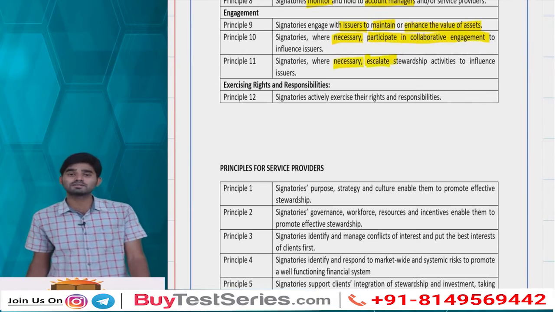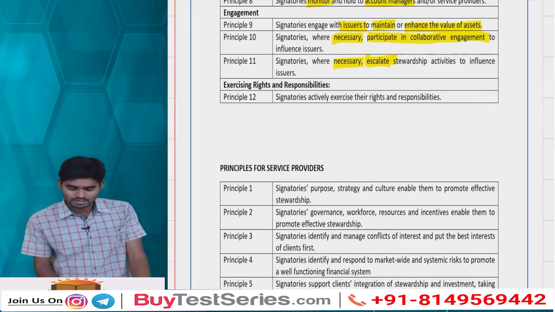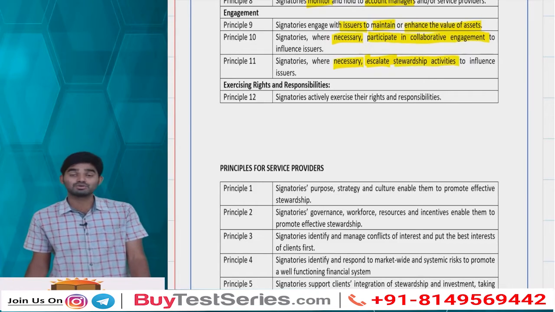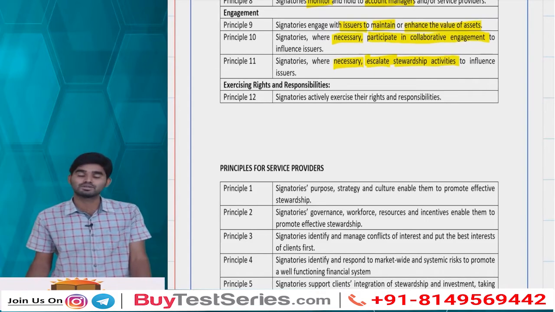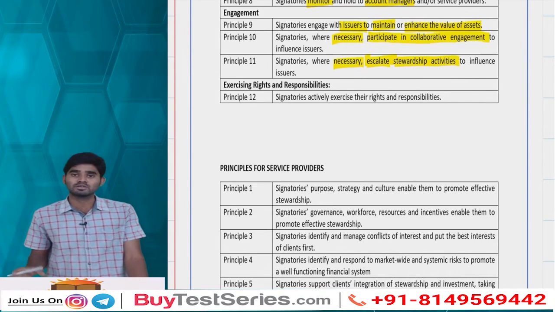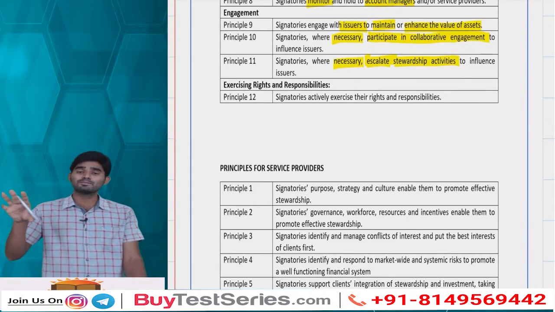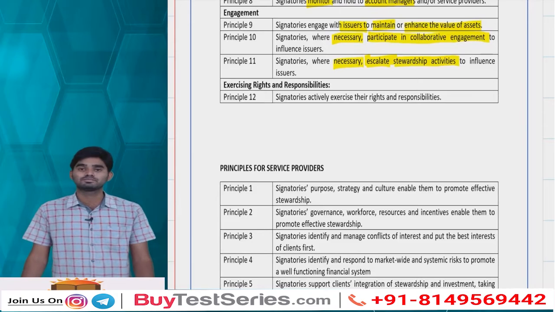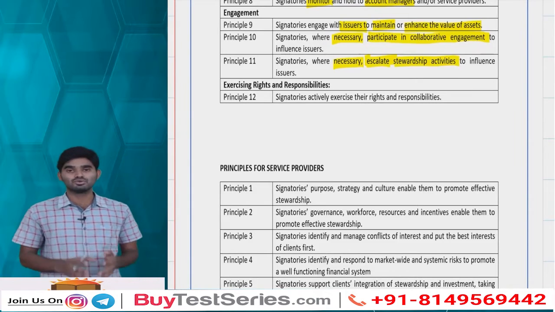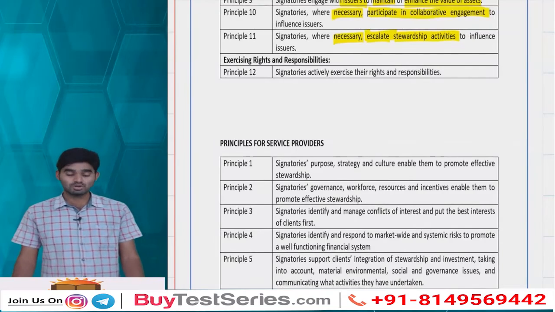What do you mean by escalate? To increase, to gear up the stewardship activities to influence the issuers. So whatever factors you are considering, whatever the means may be, as far as it relates to your stewardship activity with the intention of getting a benefit to your stakeholders, that could be a good one. Clear, everyone? Then the last one, exercising the rights and responsibilities.